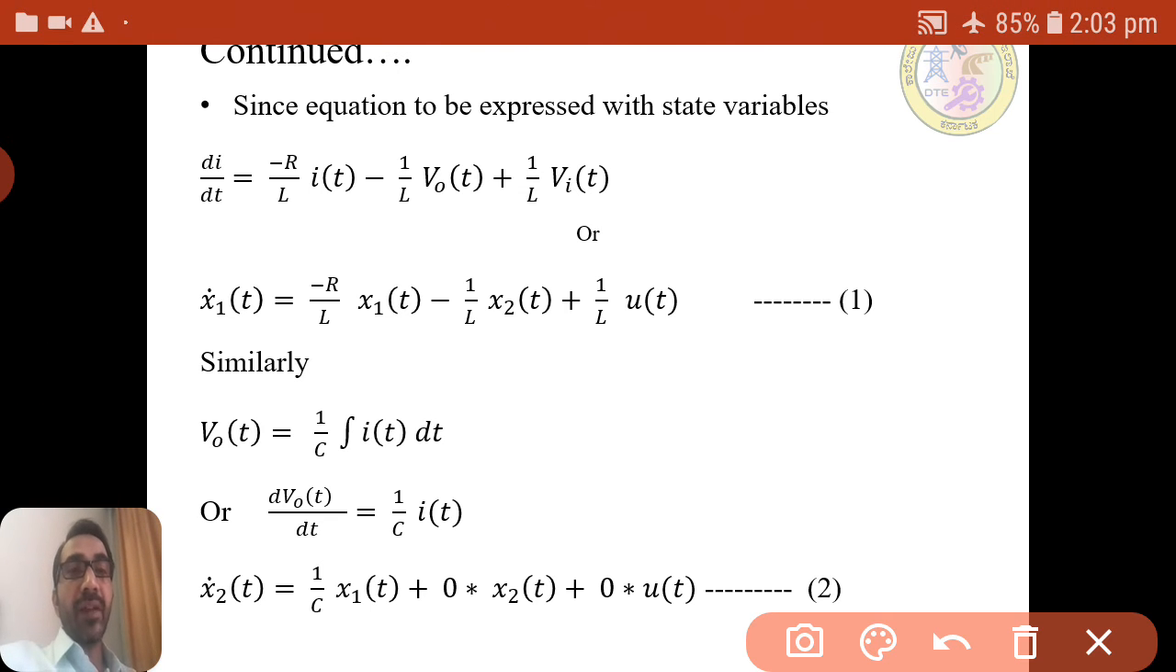Because basically in step 3 we need to find out the state variable equation. This is with respect to x1 of t, and this is with respect to x2 of t. Okay, two state variables.